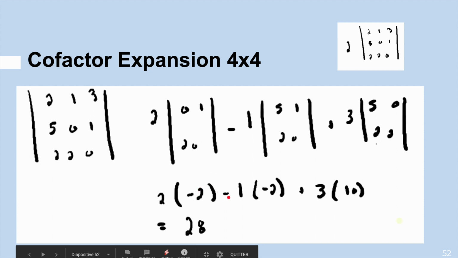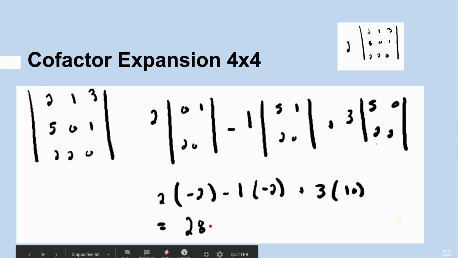Now we have minus 1 times, we're going to cross out its column, cross out its row, 5, 1, 2, 0. What is the determinant of 5, 1, 2, 0? 5 times 0 is 0, minus 2 times 1, which is 2, which is negative 2. Now we have a last one, we have 3 times the determinant of what's not crossed out, which is 5, 0, 2, 2. 5 times 2 is 10, minus 2 times 0, which is 0, so we have 10. So 2 times negative 2 minus 1 times negative 2 plus 3 times 10 is 28.